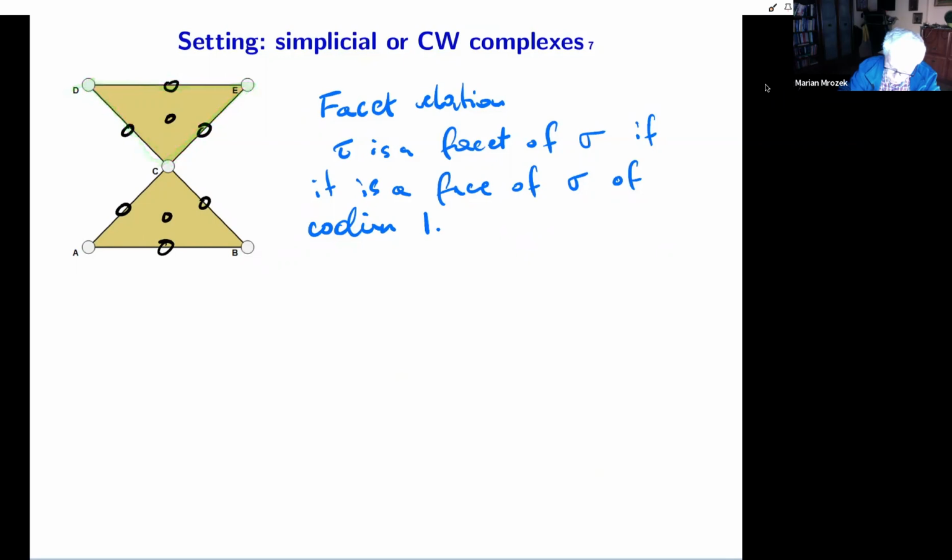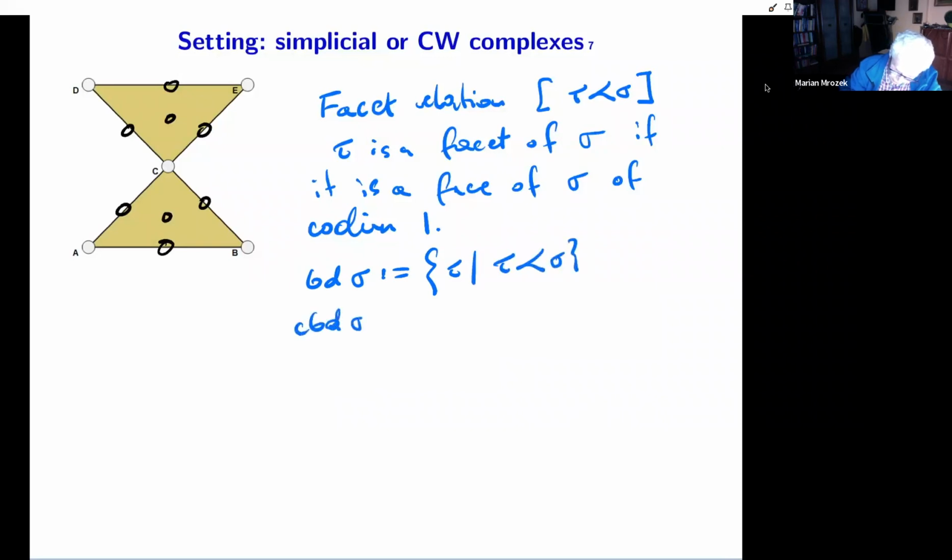I'll denote the facet relation by... Then I'll use the notation of the combinatorial boundary of a cell sigma as the set of its facets, and dually the co-boundary of sigma, the family of cells rho such that sigma is a facet of rho. So this is the notation I'll use.